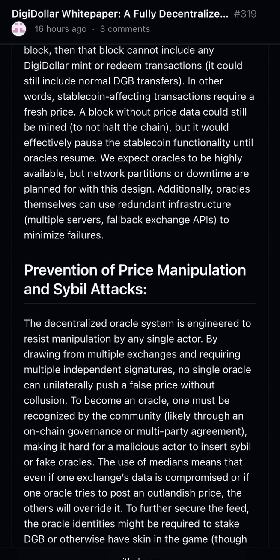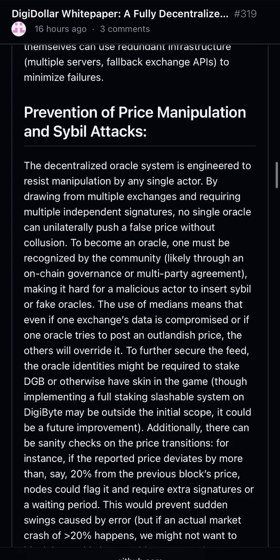A block without price data could still be mined, to not halt the chain, but it would effectively pause the stablecoin functionality until oracles resume. We expect oracles to be highly available, but network partitions or downtime are planned for with this design. Additionally, oracles themselves can use redundant infrastructure, multiple servers, and fallback exchange APIs to minimize failures.